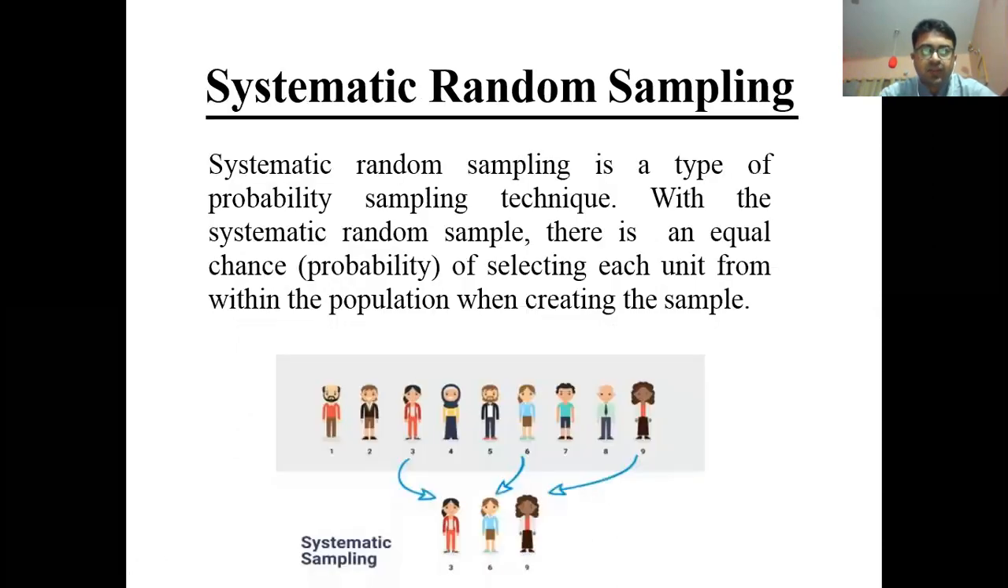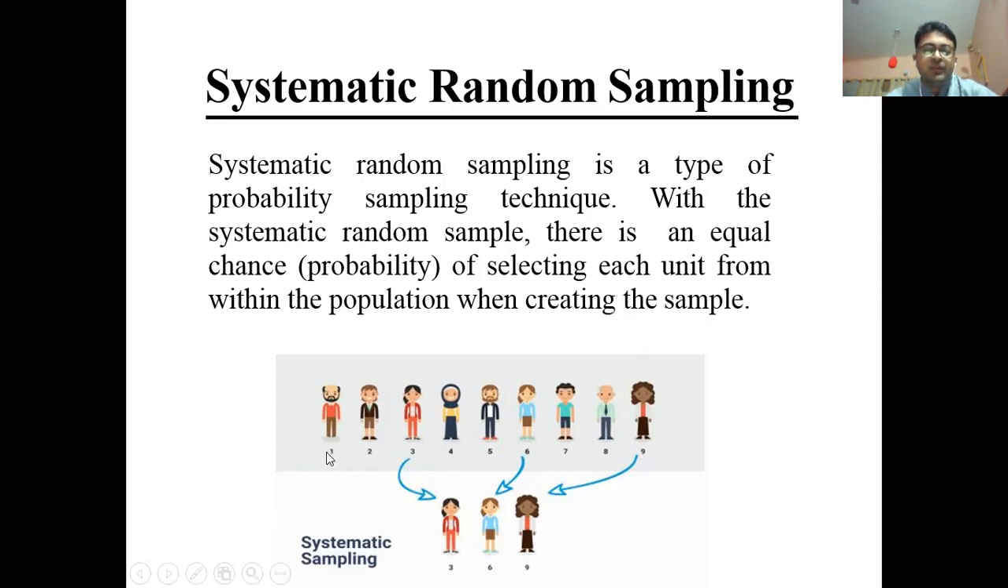Now the second is systematic random sampling. Systematic random sampling is also random sampling, but with this technique, the selection will be systematic. And there is an equal probability of selecting each unit from within the population when creating the sample. Now, how systematic? Before we were selecting randomly, and everyone had equal chances. But here we have a selection pattern.